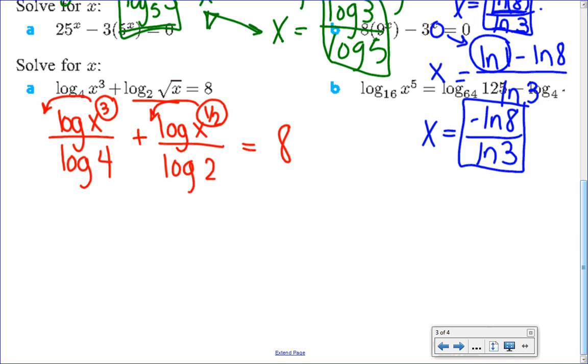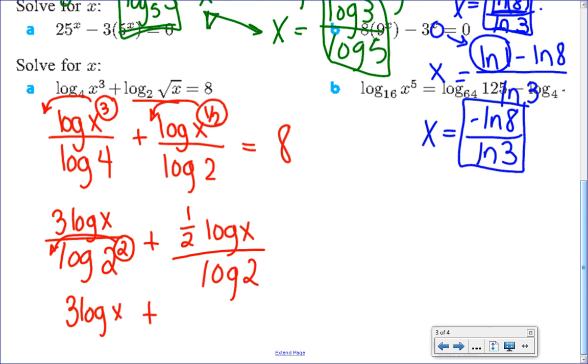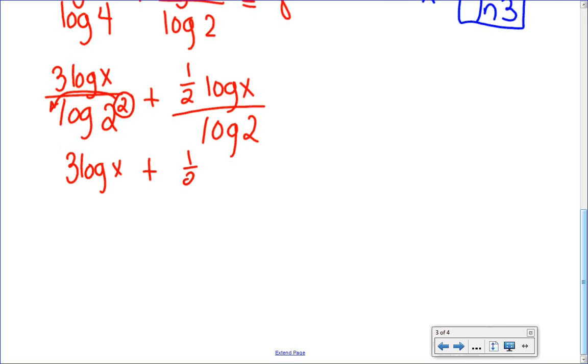So we've got 3 log of x over log of 4. Log of 4 we can write as 2 squared, right? And here we've got 1/2 log of x over log of 2. We can bring the power down in front here as a coefficient. So we've got 3 log of x plus 1/2 log of x. This is over log of 2. This is over 2 log of 2.